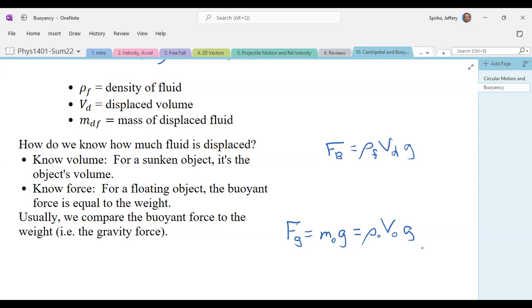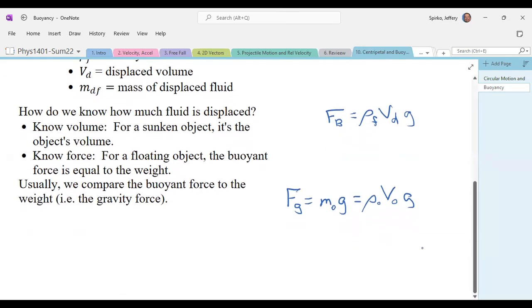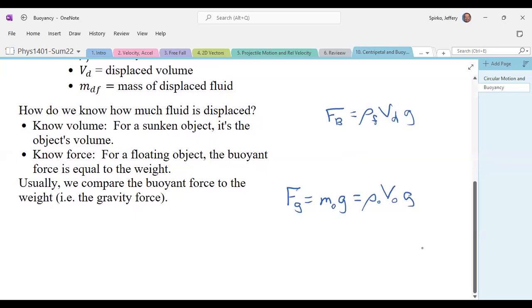Question? If the buoyant force is greater than the force of gravity, then between the two of them, there would be an upward force.